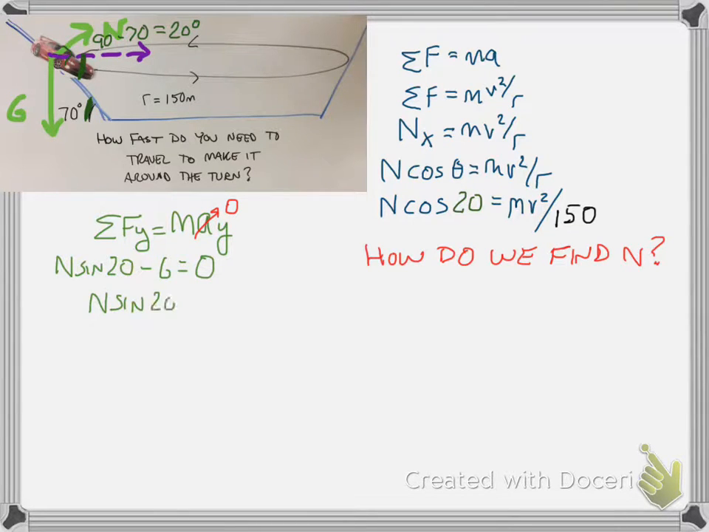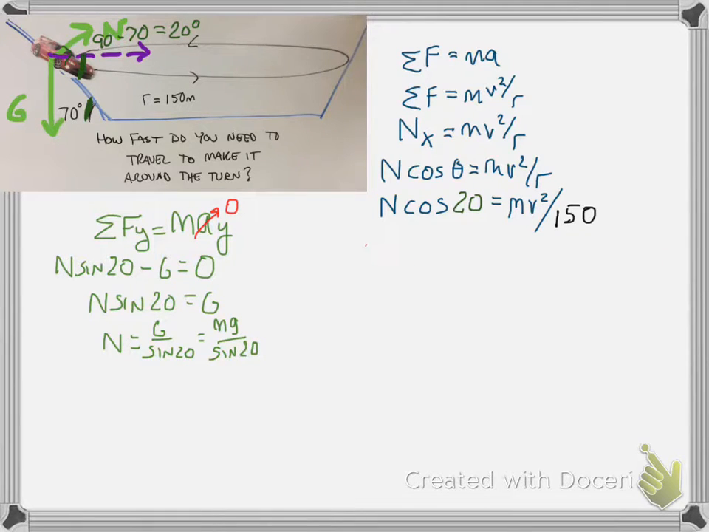So then we algebraically solve for N by bringing g to the other side. And what is the gravitational force equal to? The gravitational force equals little m, little g. And now we substitute that into our x equation.